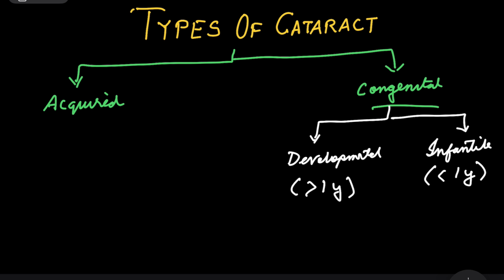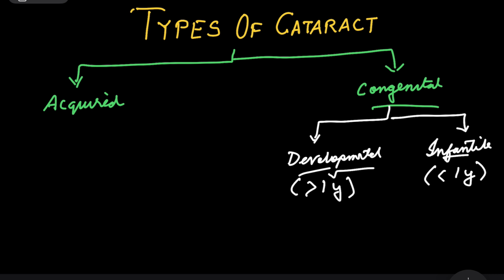So now see, if congenital had meant since birth, then this classification, developmental and infantile, would not have made any sense, because I'm clearly saying the developmental cataract takes place after the baby has attained 1 year of age. So definitely it's not since birth, right? That is why the definition for congenital is very important to understand.